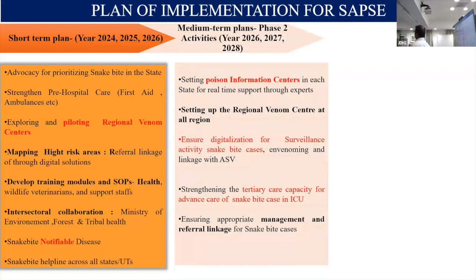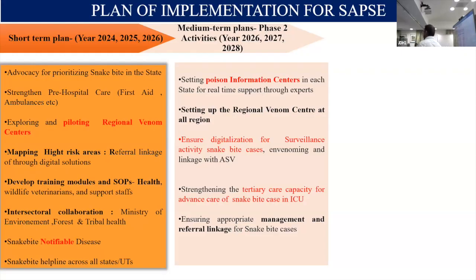At present we have 12 poison information centers, but only two of them are from medical colleges, medicine departments, and the rest are forensic medicine. So we want to have a poison information center in each state where the clinician will guide those medical officers on how to treat that particular victim. That will be set up in the next 2 years.